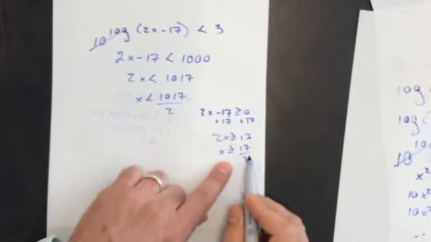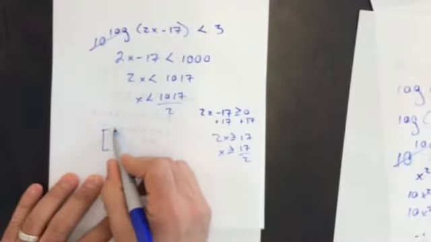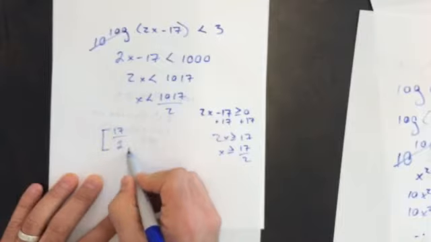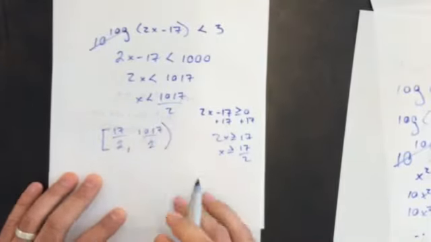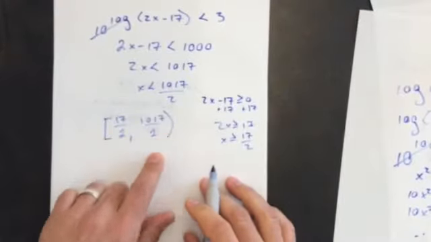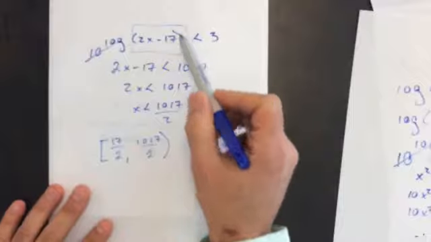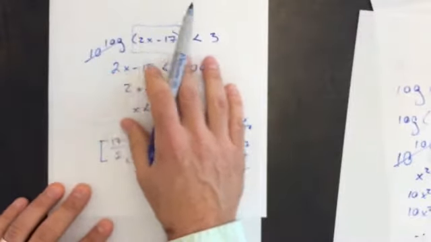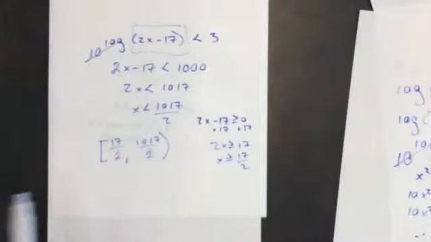So it's greater than or equal to this and less than this. So we would put it like 17 over 2, and then 1,017 over 2 not included. Okay, this one's included, this one's not. So really what you're looking at is you just want to make sure that whatever you're doing the log of is greater than or equal to 0, and then solve the rest of it normally.